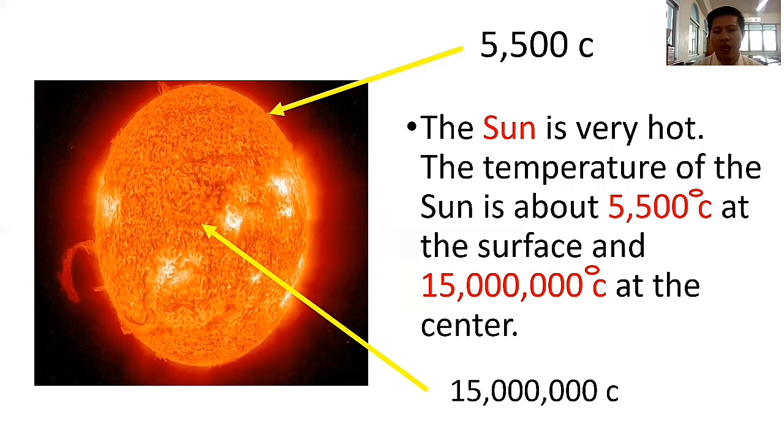Very hot compared to the surface of the sun, which has only 5,500 degrees Celsius. Okay, can you imagine that? If you will go to the sun, oh, maybe your body will become fried chicken, or not just fried chicken, but maybe your body will become dust because the center of the sun is very hot. Can you imagine that? 15 million degrees Celsius. Okay, let's continue.